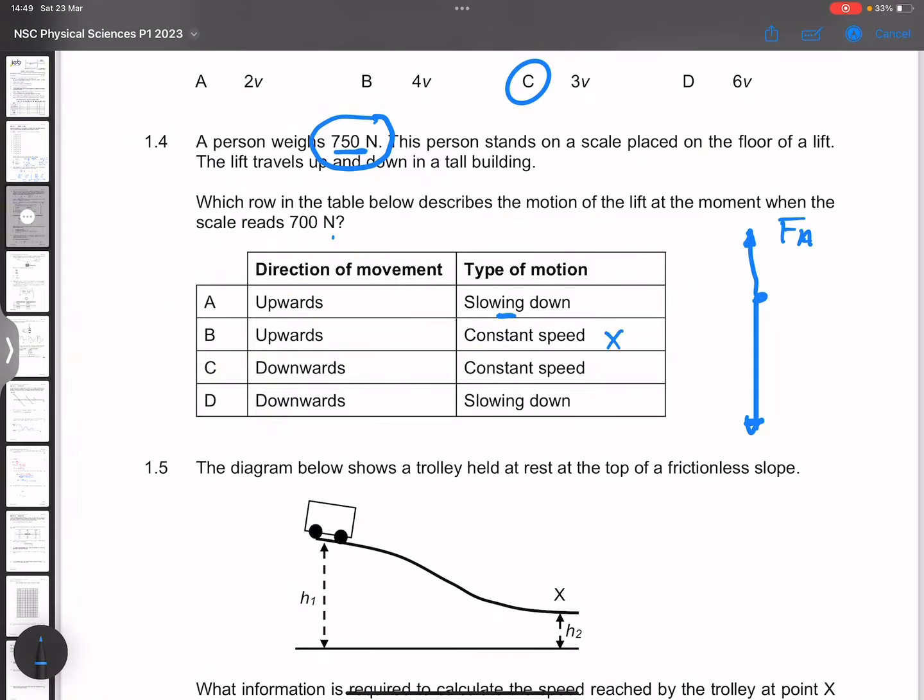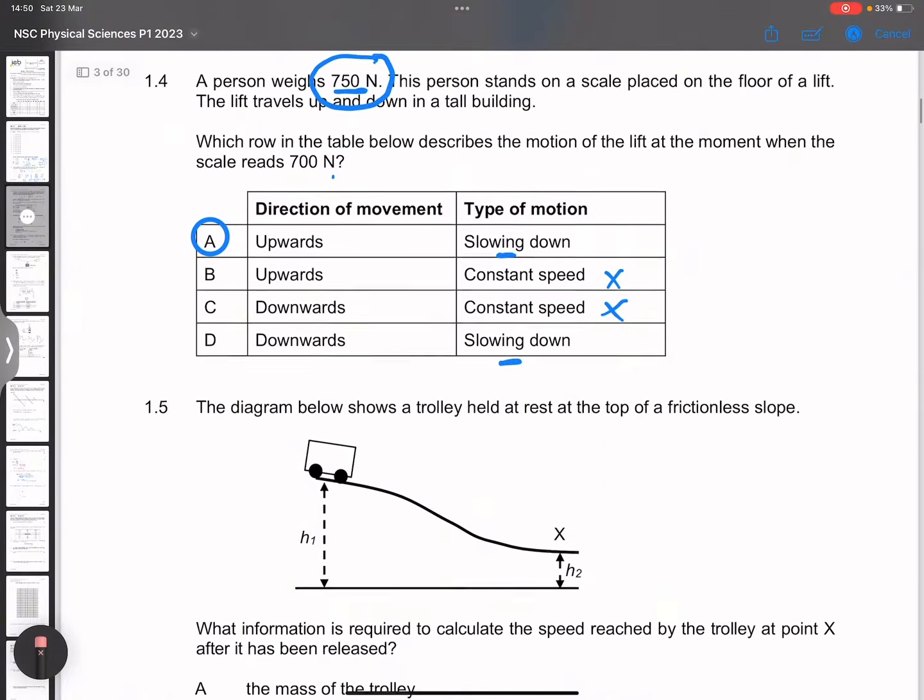And moving at constant speed, definitely not. Moving downwards and slowing down, that would mean that the force downwards is much greater. And that would be a much bigger force in that case, going down. All right, so in fact, no. The upward force would be bigger because remember, it's slowing down. So definitely the correct one would be A, because it tells us that the force that is applied is smaller than the force that is going down. All right, I hope that makes sense.